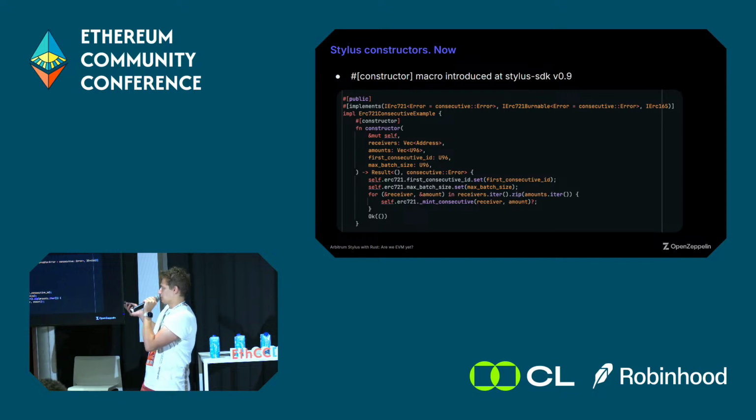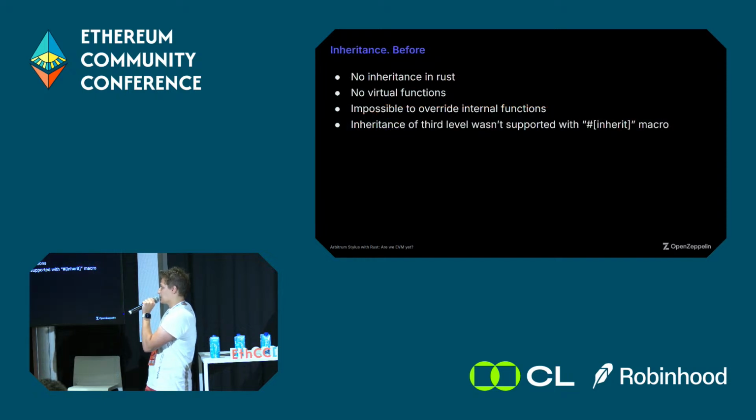You just need to decorate the constructor with a constructor macro, and it's actually not a major difference from Solidity. This change was introduced by Offchain Labs quite recently, and that is how it works. And here you can write any kind of logic. So it's an example of an ERC-721 token with the consecutive extension. So let's go forward. Inheritance.